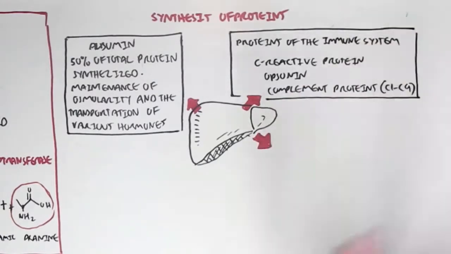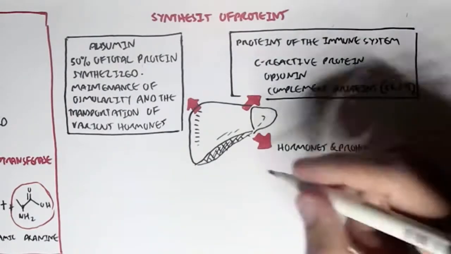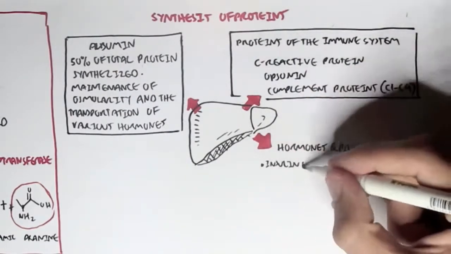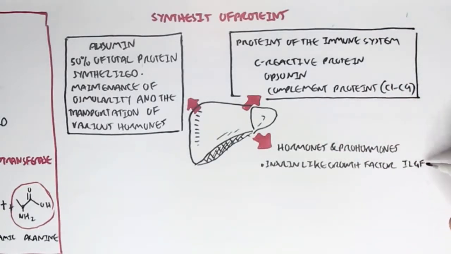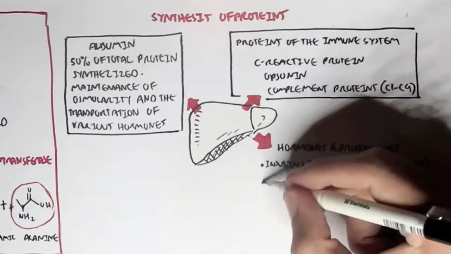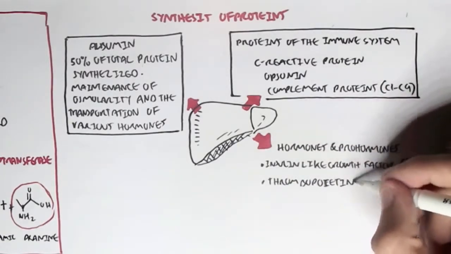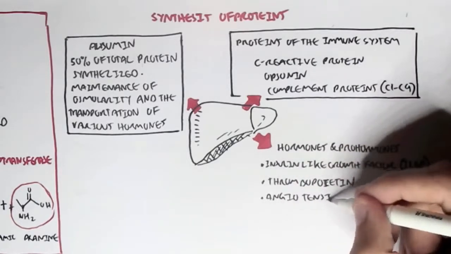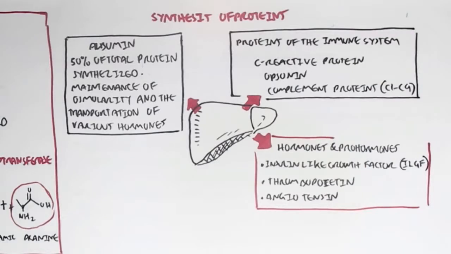The liver also synthesizes various hormones and prohormones, such as insulin-like growth factor, IGF, not ILGF, sorry, it's IGF. IGF is important for growth and also has anabolic effects. The liver also produces thrombopoietin, which is important in platelet production. Platelets are important for hemostasis, for fixing up blood vessels.